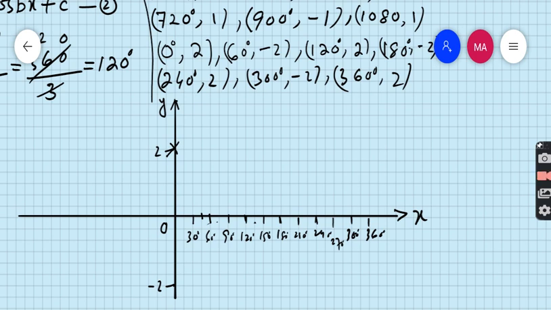At 0 the value is 2, already plotted. At 60 minus 2, this is 60, this is minus 2. Sorry, this is 60 minus 2. At 120, at 180 minus 2. At 240, at 300 minus 2, at 360.